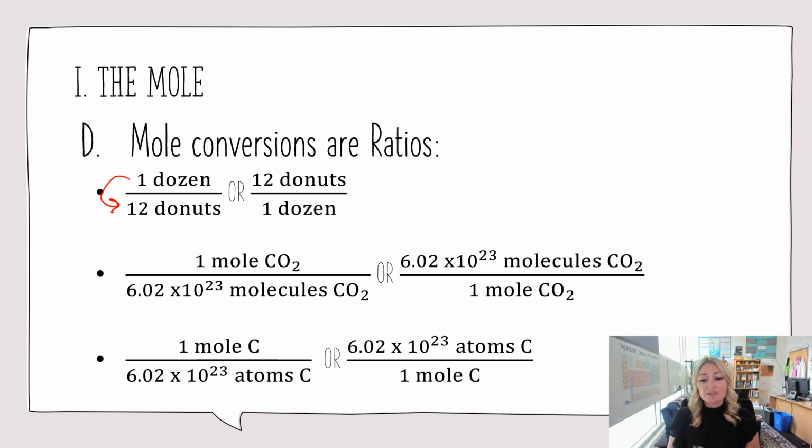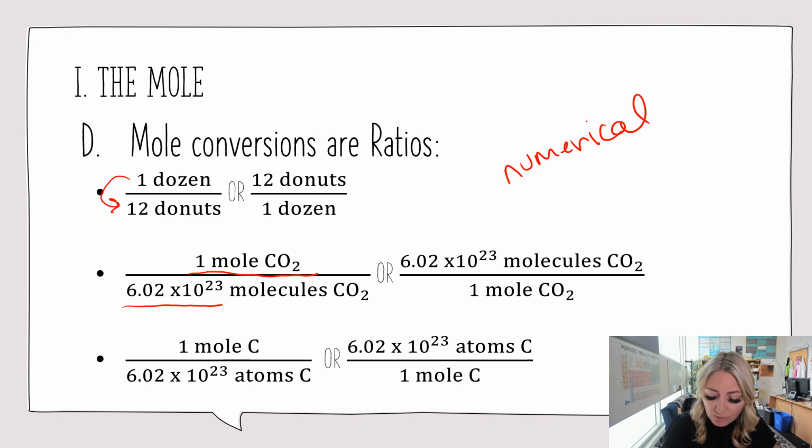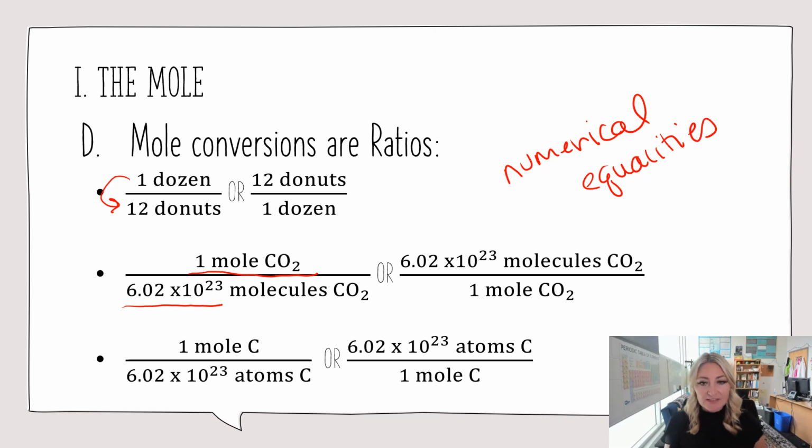We can say the same thing for substances. We can say this for atoms and we can say this for compounds. For example, I could say that 1 mole of carbon dioxide is the same thing as 6.02 times 10 to the 23rd molecules of carbon dioxide. I can also flip that around and say 6.02 times 10 to the 23rd molecules of carbon dioxide is the same thing as 1 mole of carbon dioxide. We've talked about this before, way back in chapter 1, when we talked about numerical equalities. That's just a big fancy phrase to say that these two numbers, despite the units being different, are the same thing. When I say a mole of something, that is an Avogadro's number full of something.